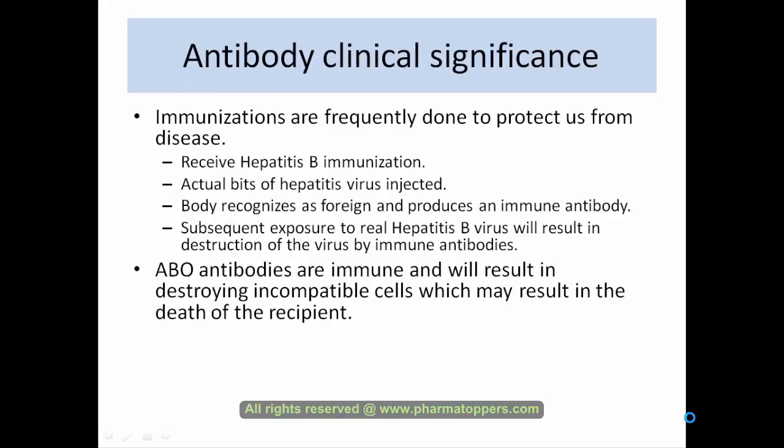So what is the clinical significance of the antibody? Let's take immunization, which we all know. For example, hepatitis B. Once you receive the hepatitis B immunization, inactive bits of the hepatitis virus are injected. The body recognizes them as foreign and produces immune antibodies. Subsequent exposure to the real hepatitis B virus will result in destruction of the virus by immune antibodies. So prior exposure, as in active immunization, is required. ABO antibodies are immune antibodies and will result in destroying incompatible cells, which may result in death of the recipient.